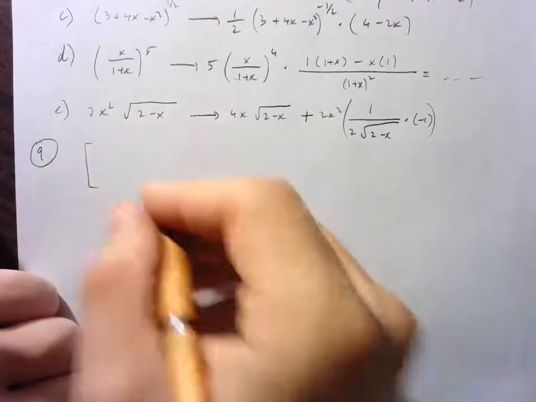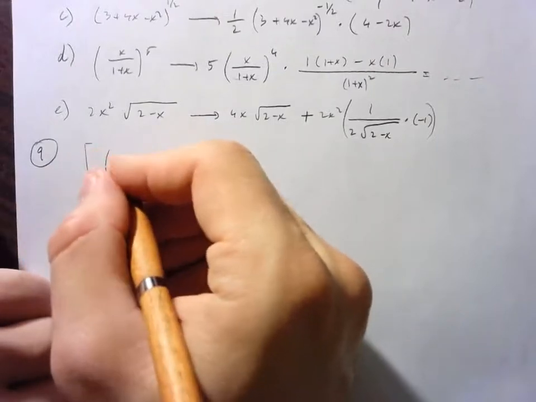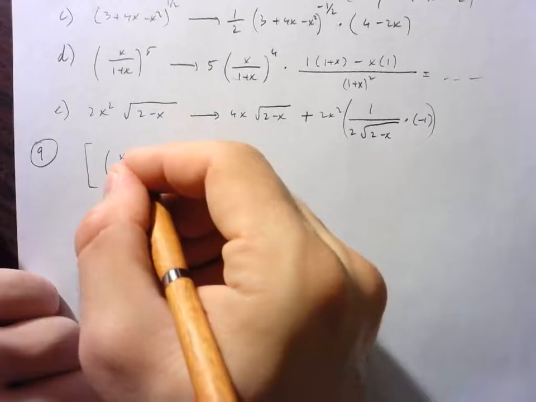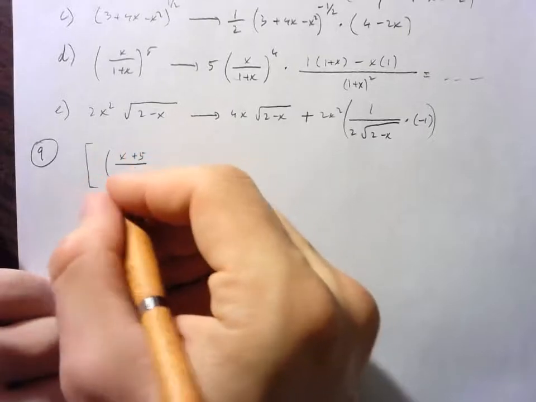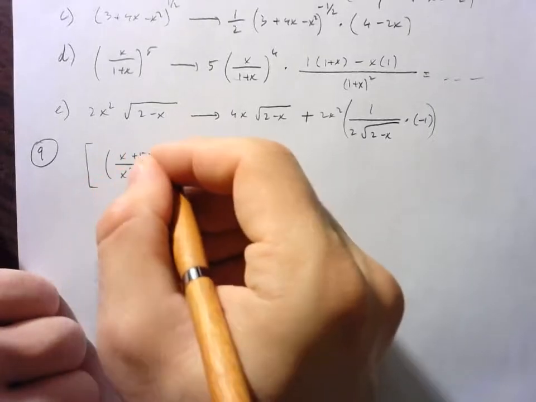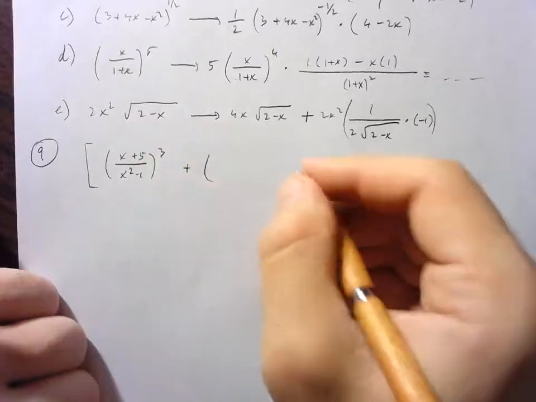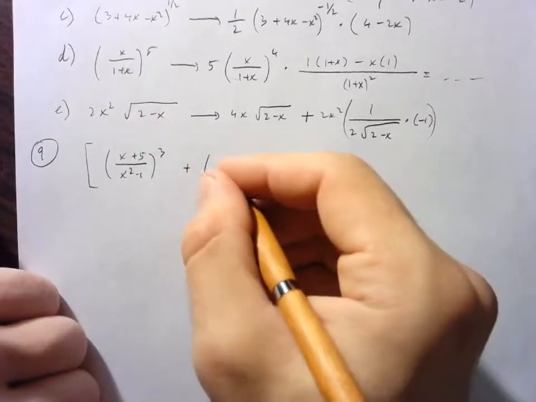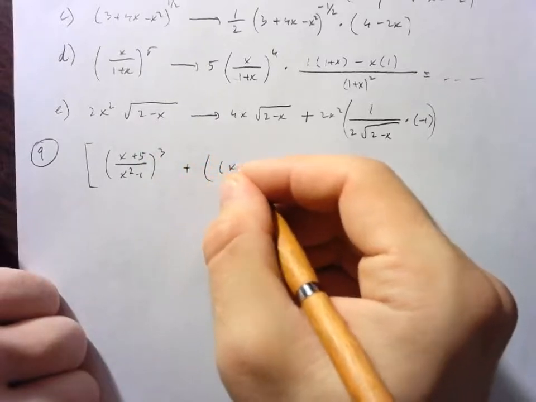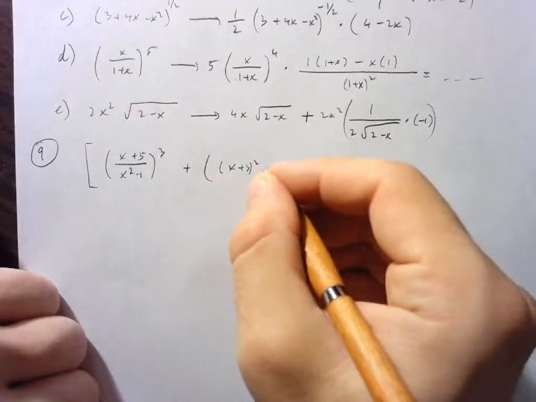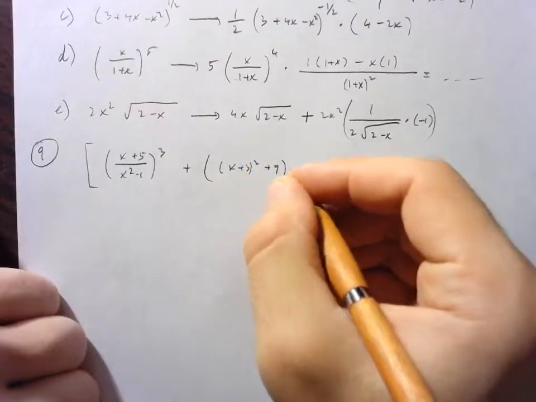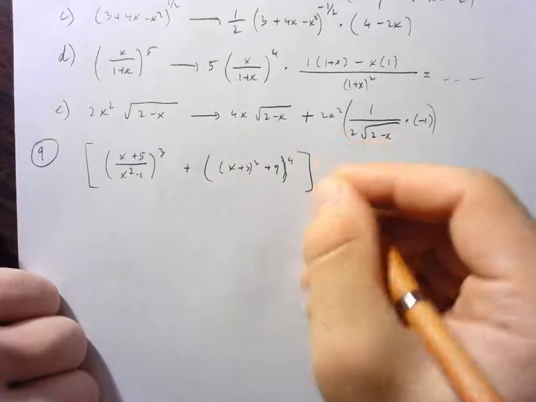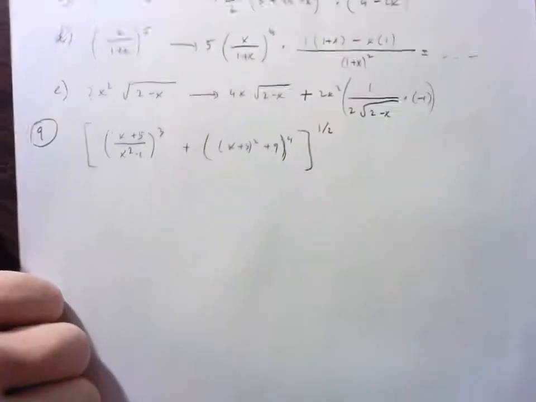So the function that I'm looking at is, I'm just going to copy it down, parenthesis, x squared minus 1 cubed plus some other quantity here, and inside that I have another parenthesis. This is raised to the 4th, and everything is to the power 1/2.